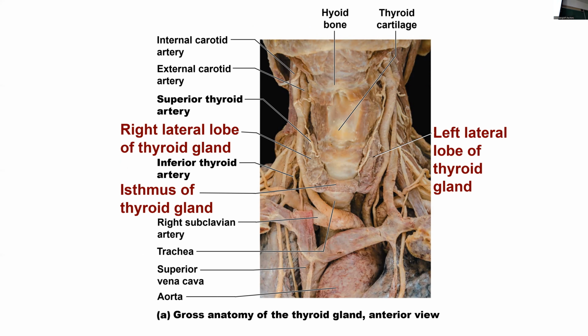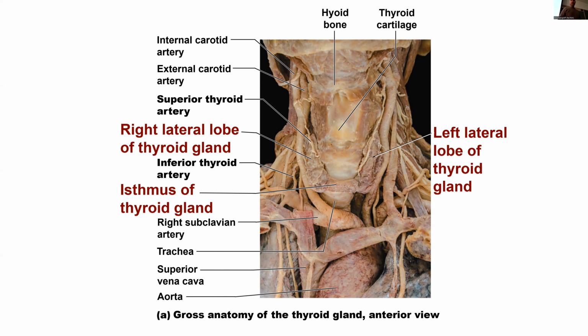But we have the right lobe, the left lobe of the thyroid gland, and we have what's called the isthmus of the thyroid gland that's just anterior to the trachea. So the thyroid gland sits just underneath this cartilage that you feel here. So it's like right in there. It's a little butterfly shaped guy.